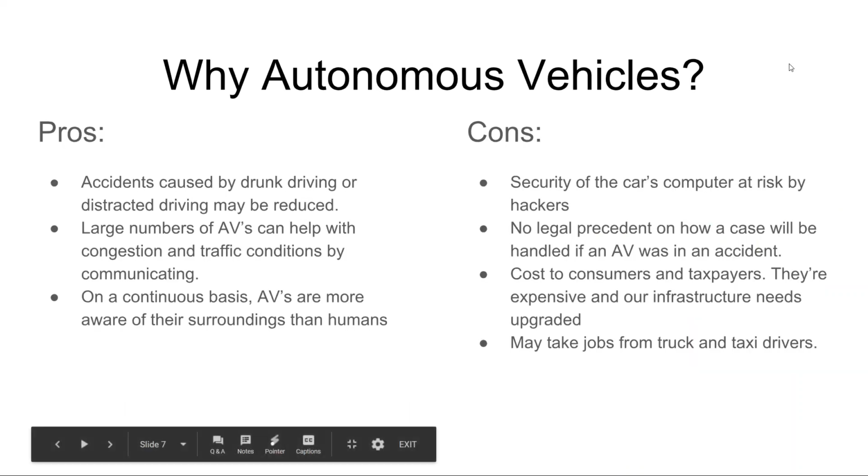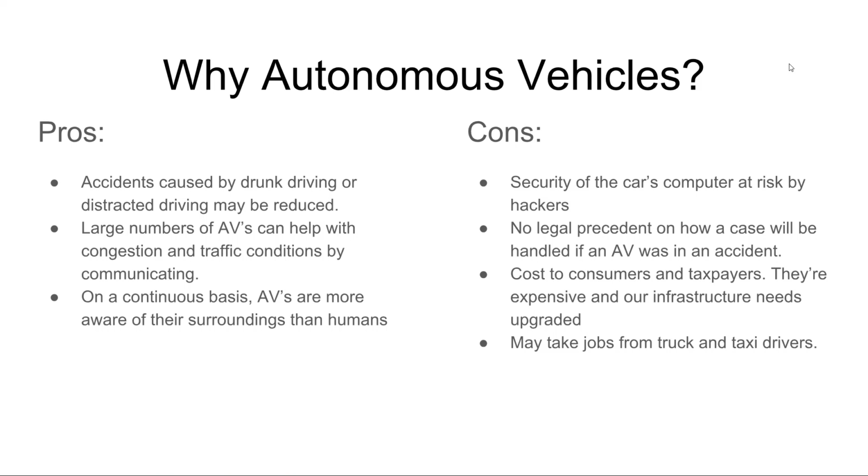Why autonomous vehicles? Here are some pros and cons to autonomous vehicles. For the pros, accidents caused by drunk driving or distracted driving may be reduced with automation. Also, large numbers of autonomous vehicles can help with congestion and traffic conditions by communicating between cars. And on a continuous basis, autonomous vehicles are more aware of their surroundings and more reliable than humans.